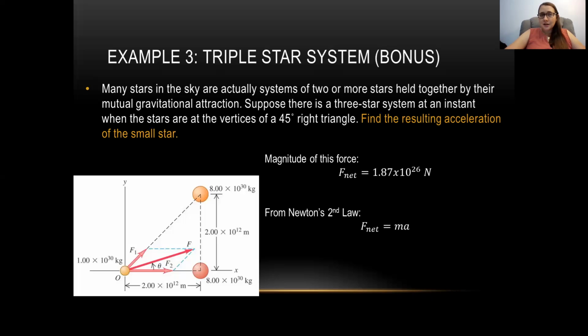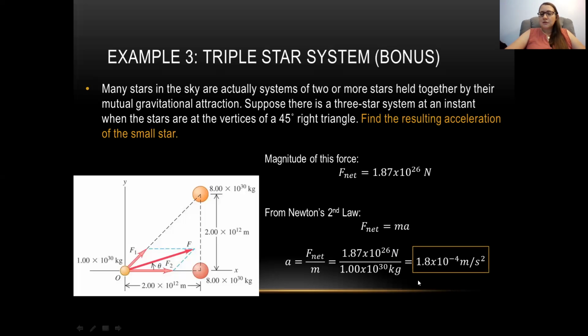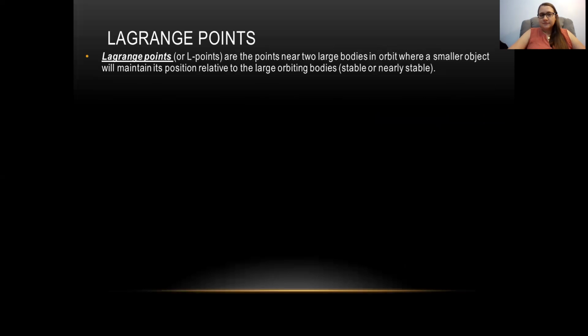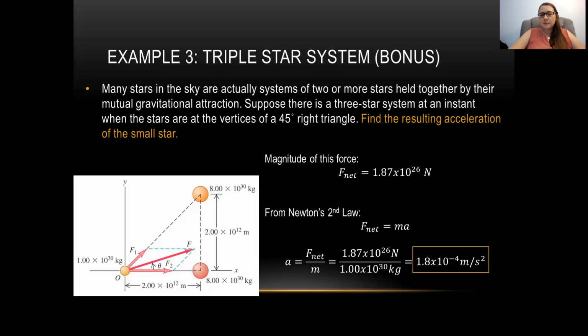So from Newton's second law, remember the net force equals the mass times the acceleration. So the acceleration is the net force over the mass. Our net force is that force vector that we just found. The mass of this small star is 1 times 10 to the 30 kilograms. So that's an acceleration of 1.8 times 10 to the negative 4 meters per second squared. Not a huge acceleration, but stars are very big. Okay. Any questions about this example before we move on?